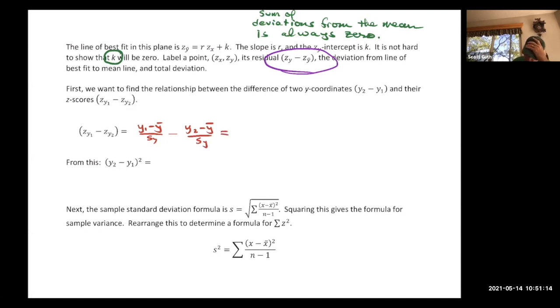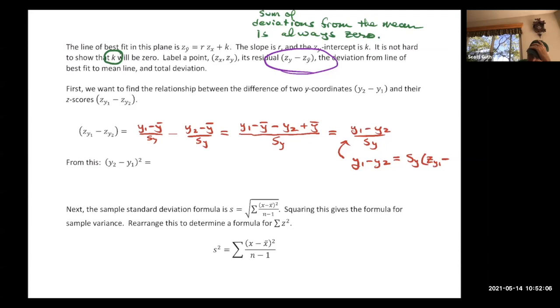You can actually put these together. So you'd have y1 minus y bar minus y2, and then there's a double negative here, so that becomes a positive. So it's plus y bar, and you see the y bars cancel. That's kind of what we're trying to get out of that, over a single sy. And so you end up with just y1 minus y2 over sy. So the difference of the z coordinates is just the difference of the y coordinates over the standard deviation of y. And from that statement, you can say that y1 minus y2 is the standard deviation of y times the difference of the z coordinates, which are zy1 minus zy2.